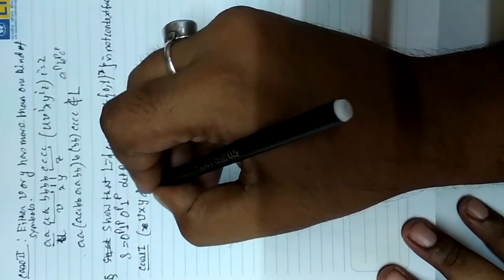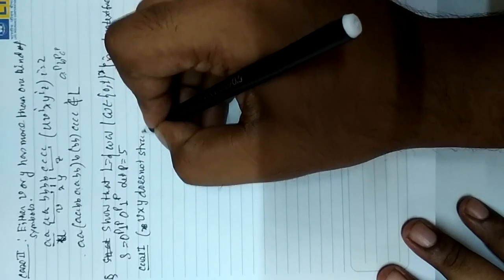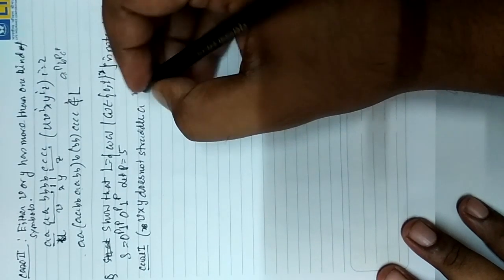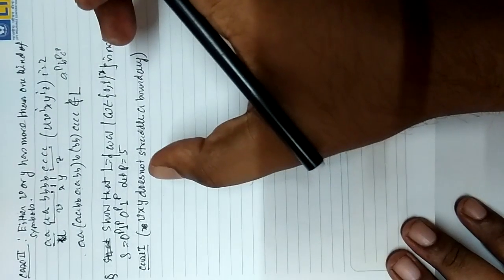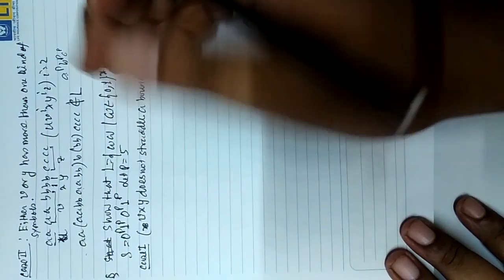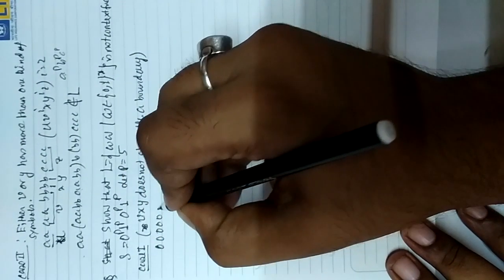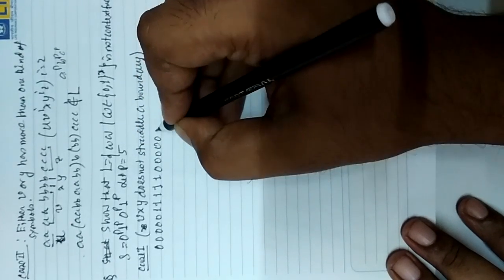Vxy does not straddle a boundary. That is, it will remain in the same particular symbol. It will not go beyond the symbol in either way. So let us take one example, you will understand. 0, 0, 0. So P is 5, so 5 zeros followed by 5 ones, again followed by 5 zeros followed by 5 ones.